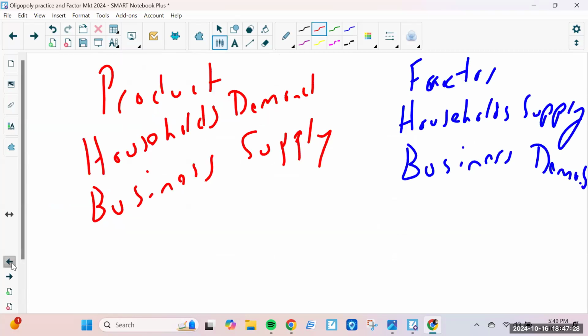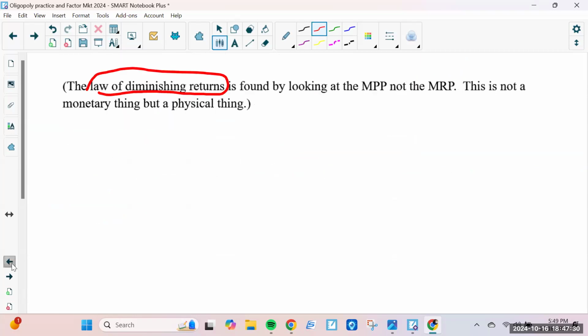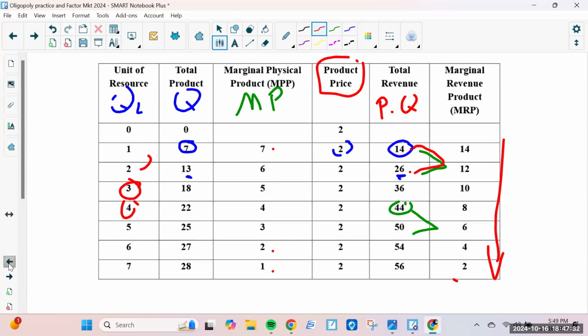And that one that I showed you earlier, this would be a firm that has a perfectly elastic demand curve. They can sell as many units as they want at that product price of $2. Okay, that would be a perfect competitor. And they're price takers. They can sell as many as they want at $2.